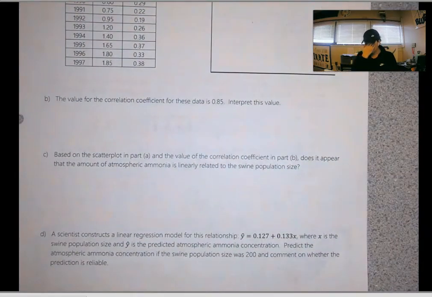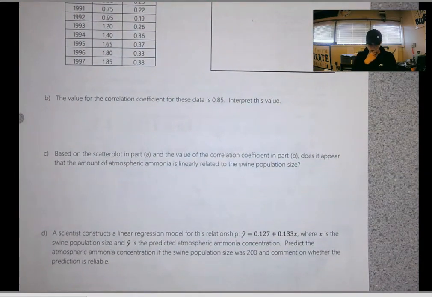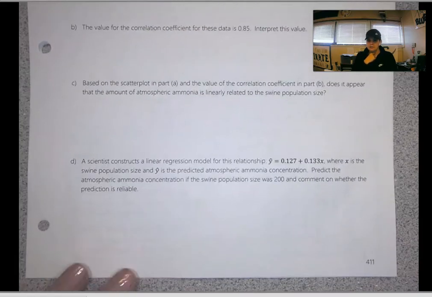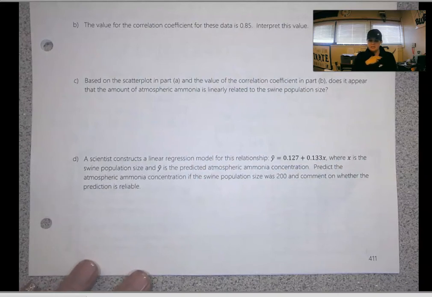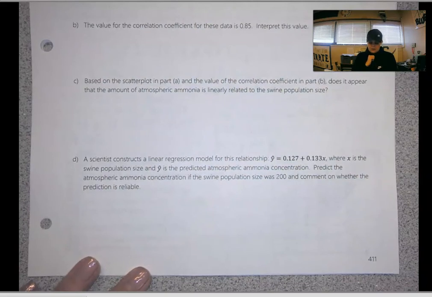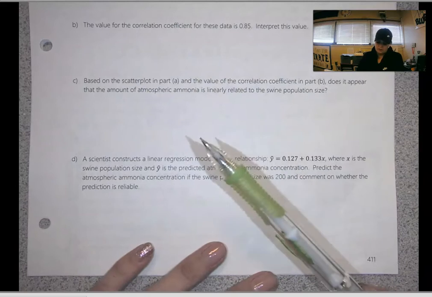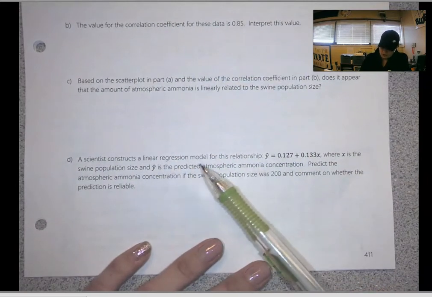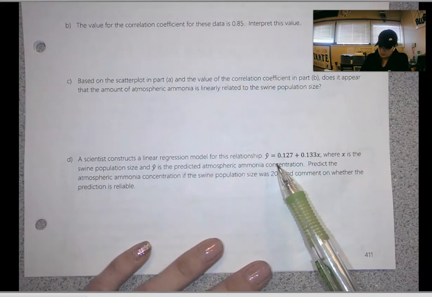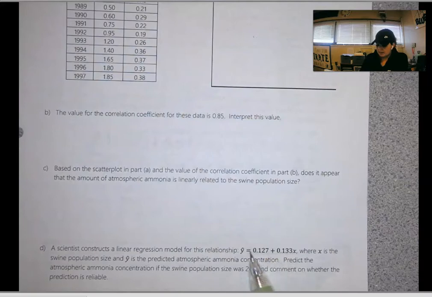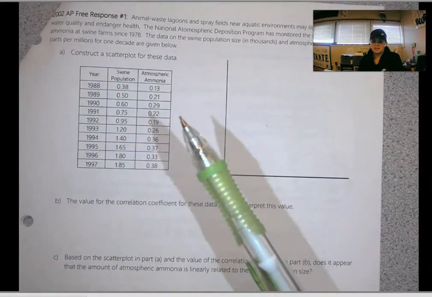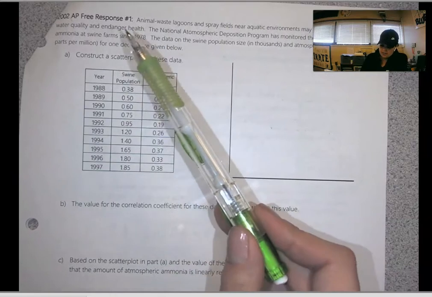Okay, for this last problem, I was going to have us go through and do all of it. But I think maybe let's just do part D. I think let's just do part D together and skip the other ones. So part D. A scientist constructs a linear regression model for this relationship. Sorry, I read that weird, but this line has to do with this data. So I guess we better get familiar with what this data is.